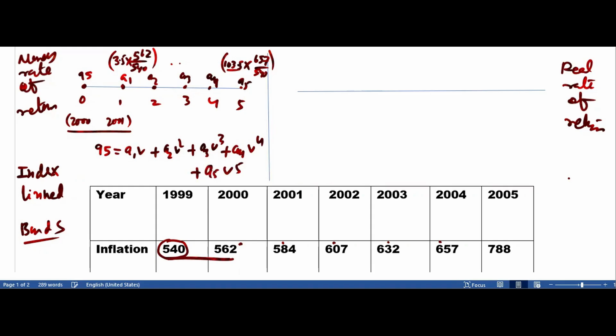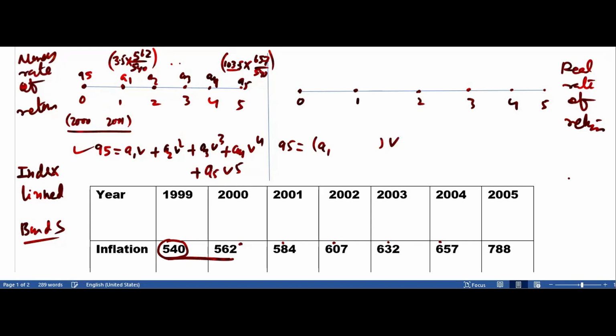I want the answer from you. I will end the class. You have to do it, and you have to send it to me by today evening. We'll match your answers. If answers are not matching, we'll see what to do. 1, 2, 3, 4, 5. This will be 95 A1.